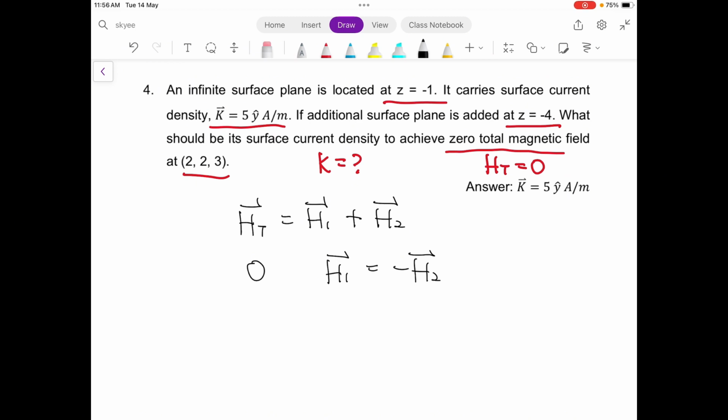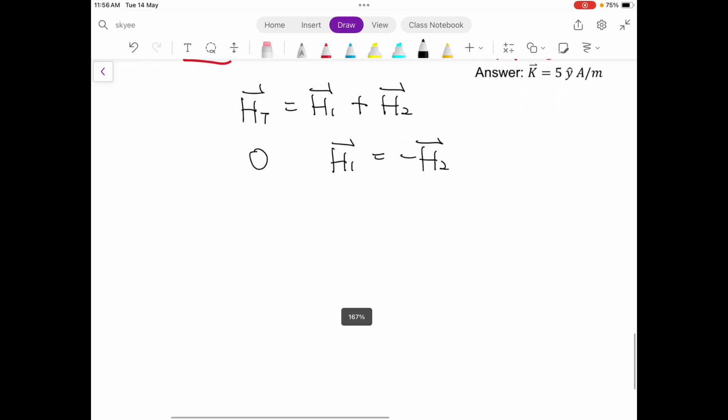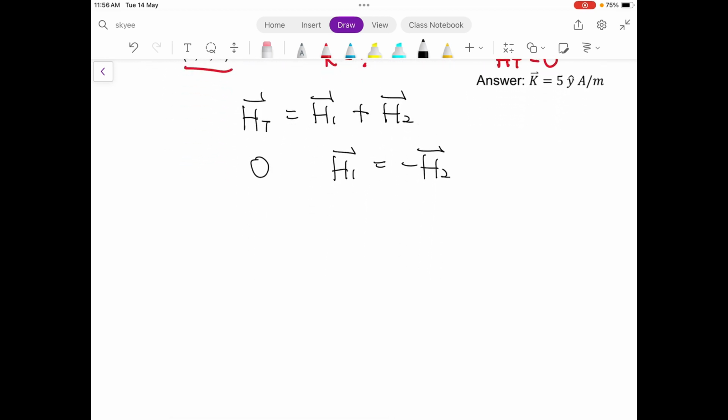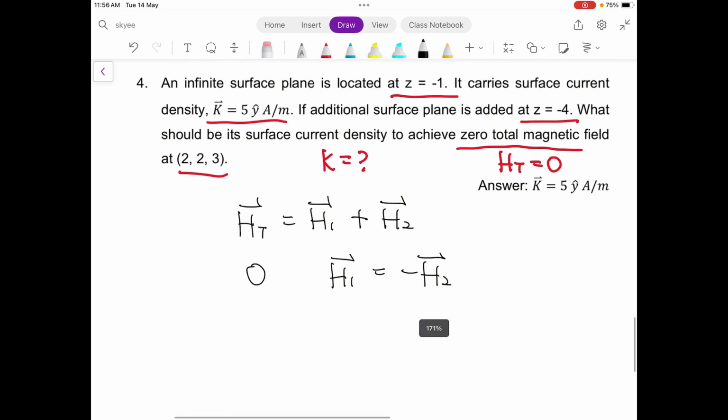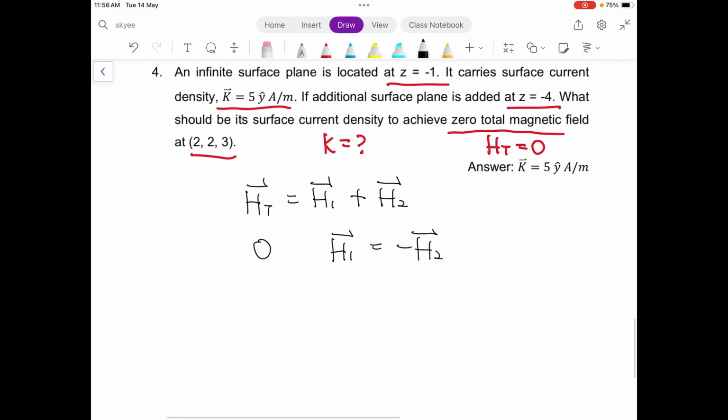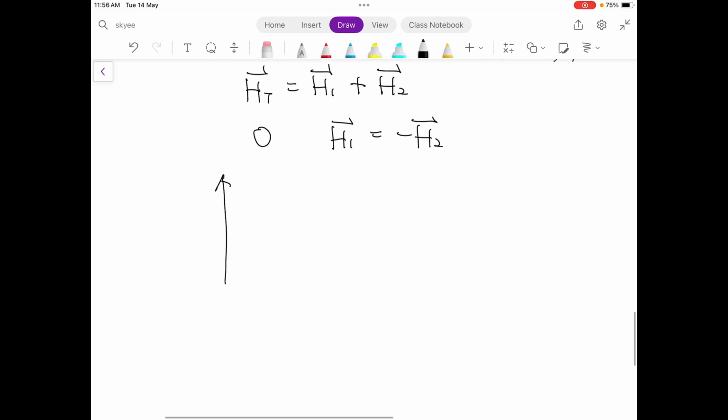Okay, so first of all, let's calculate what is the H1. The H1 is a plane located at the z position, z equals negative 1. So you have a plane, this one is your plane, z equals negative 1.